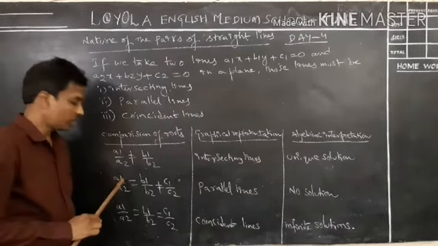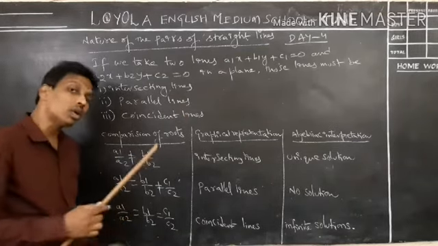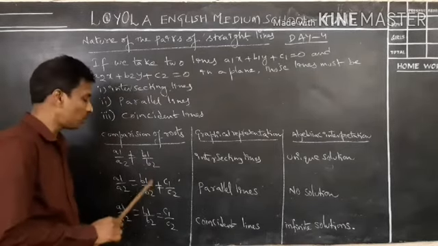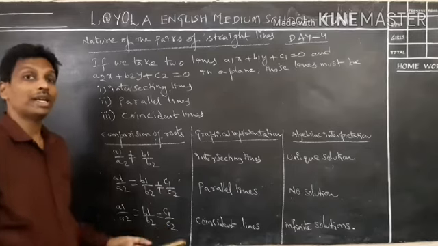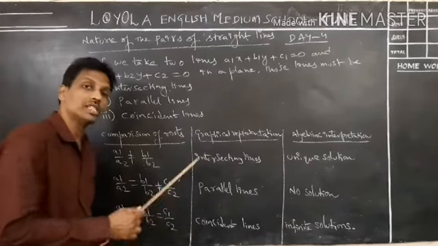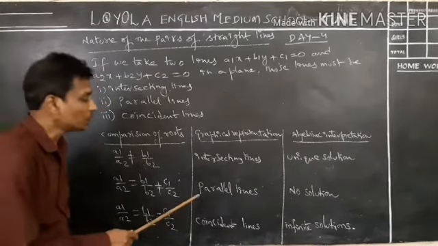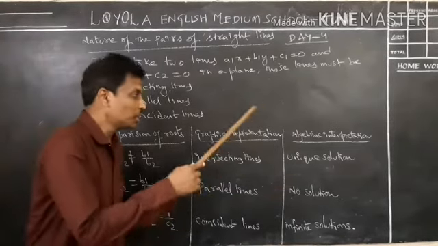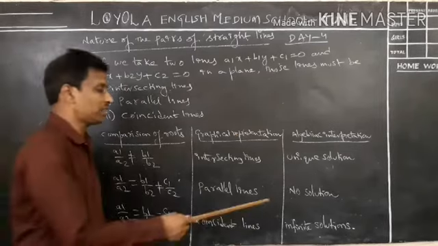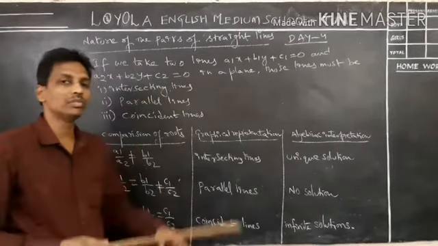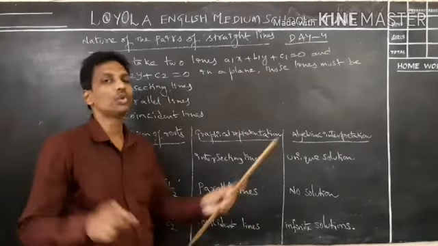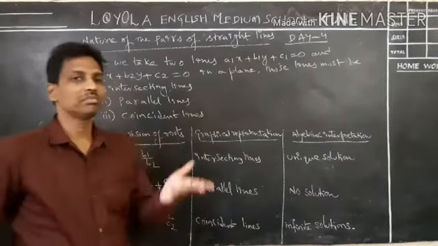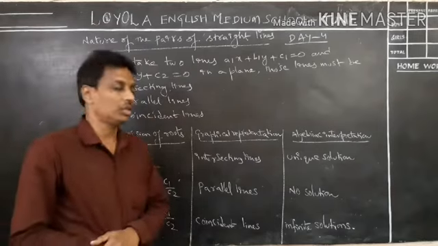Let us suppose a1 by a2 is equal to b1 by b2. That means the ratio of x coefficients is equal to the ratio of y coefficients, but that ratio won't be equal to the ratio of the constants. Then those lines are said to be parallel lines. According to the algebraic interpretation, there will be no solution. If two lines are parallel, they never intersect at any point. There will be no solution.